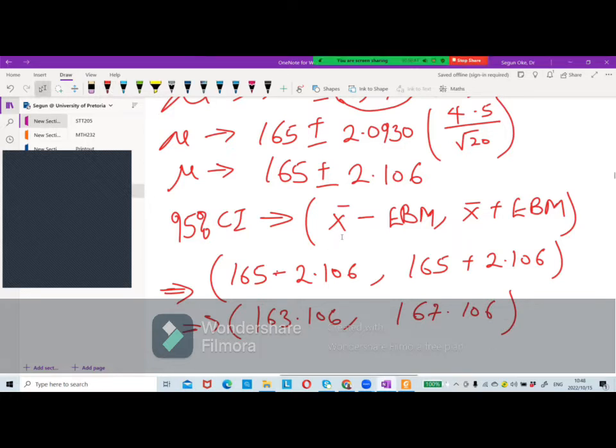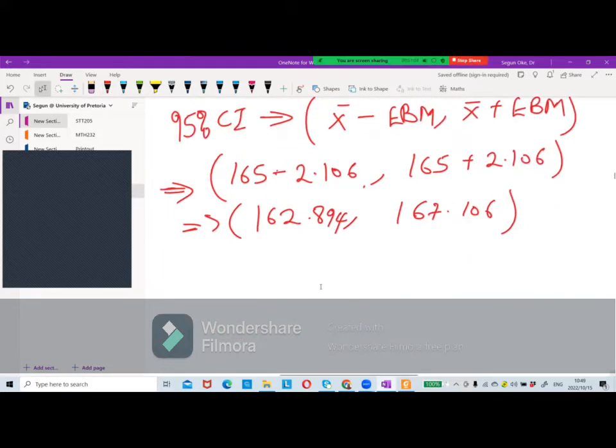Sorry, sir, the first one is not correct. The first one is not up to 163. It's 162.894. 162.894. So that is what they asked us to calculate.